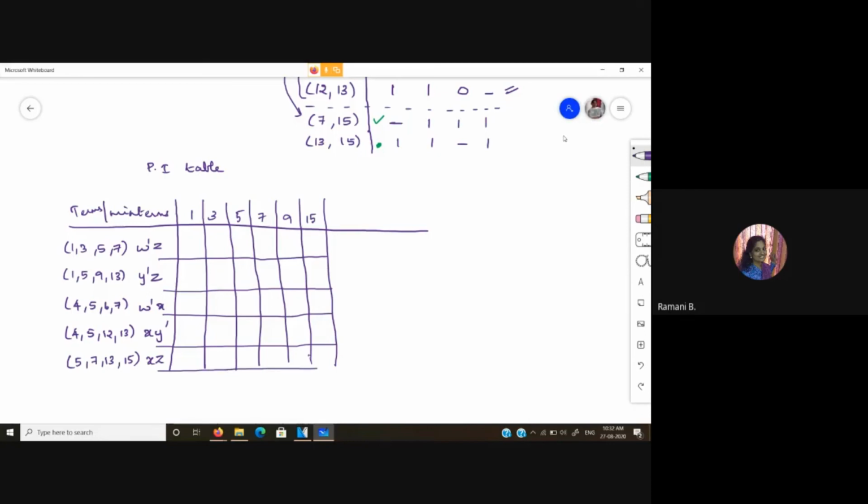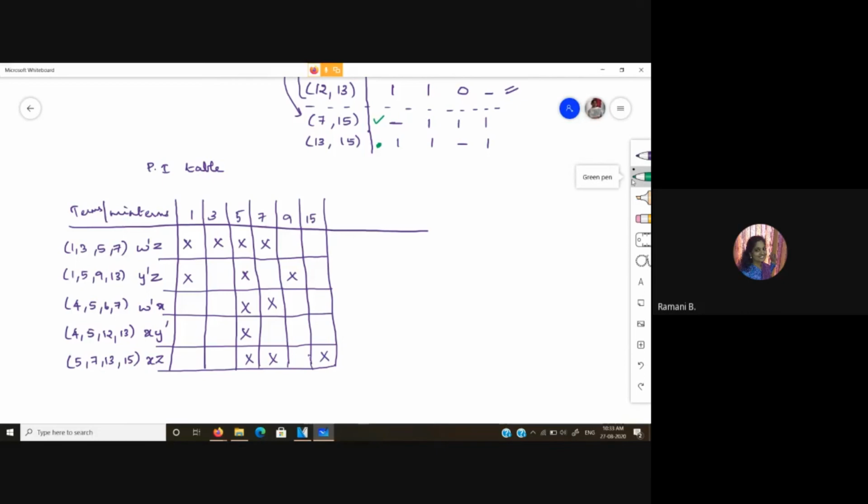The remaining procedure is the same. So 1, 3, 5, 7, then 1, 5, 9, 13. 13 is a don't care, so we don't have it. Then 4, 5, 6, 7. 4 is a don't care and 6 is also a don't care term. Then 4, 5, 12, 13. 4 is a don't care and 12, 13 are also don't cares. Then 5, 7, 13, 15. So 5, 7, 13 is a don't care. You have this 13.